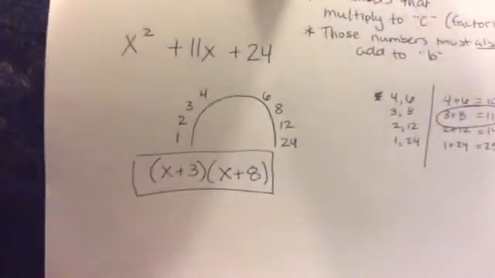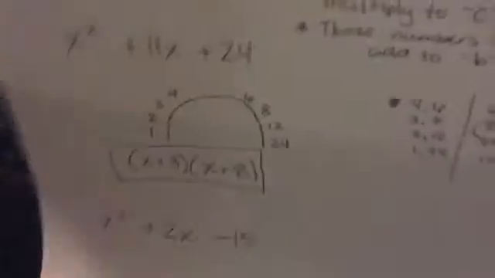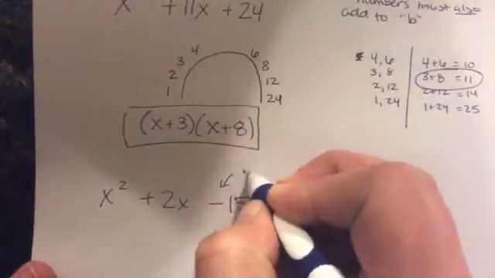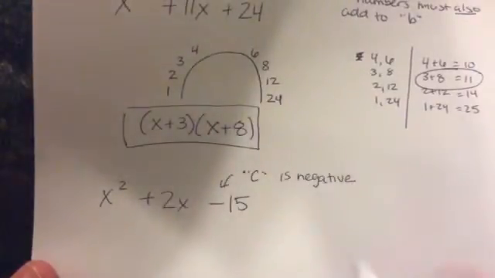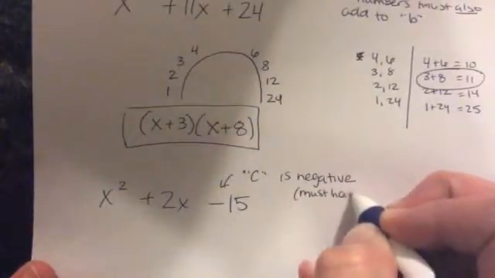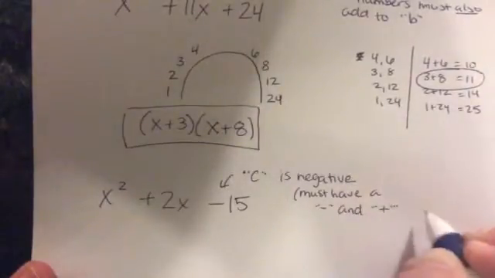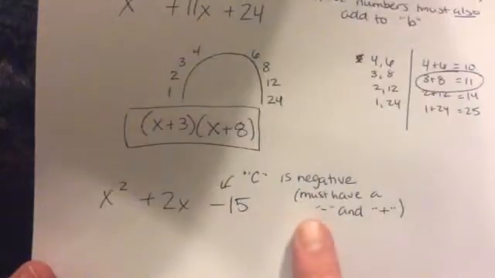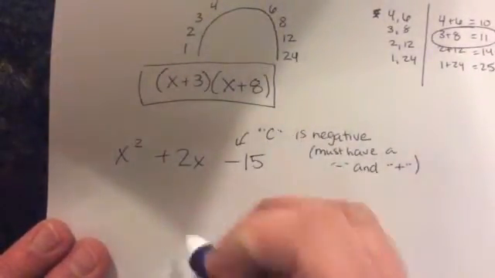Let's look at the next example. I'm going to do x squared plus 2x minus 15. Now, the thing I notice here is that my c is negative. Which tells me that in order to multiply to a negative number, I must have a negative and a positive. Because what we know about multiplying is that when you multiply a negative times a positive, I get a negative answer. So before we choose which numbers we're going to use, let's not even worry about the negative and positive.